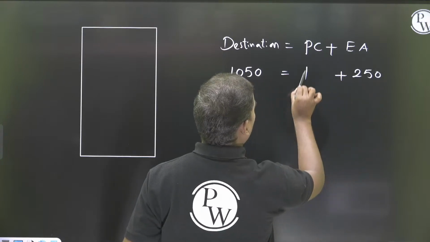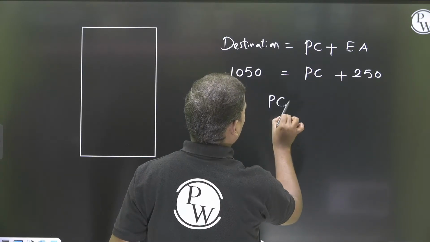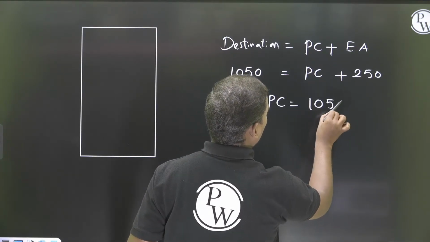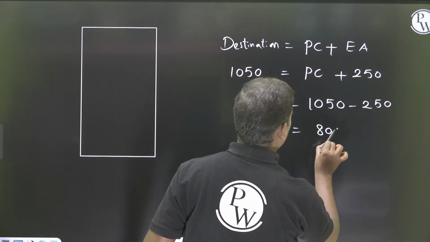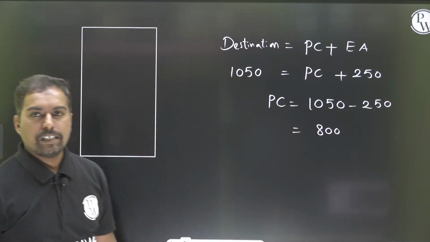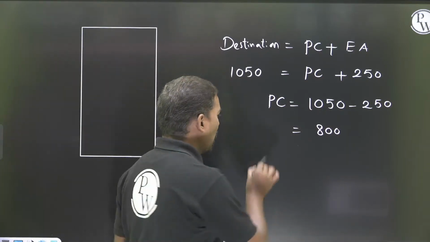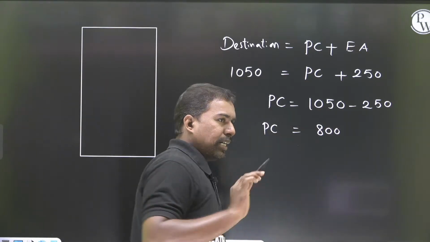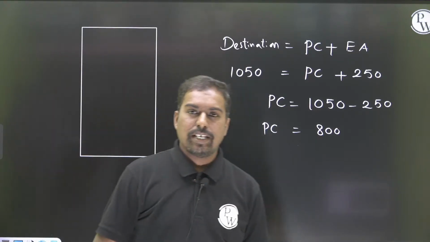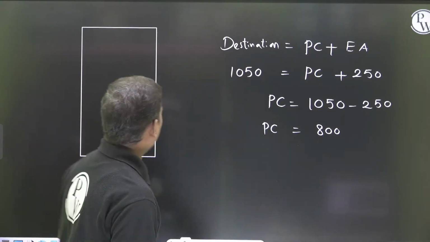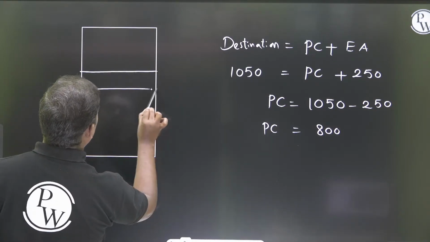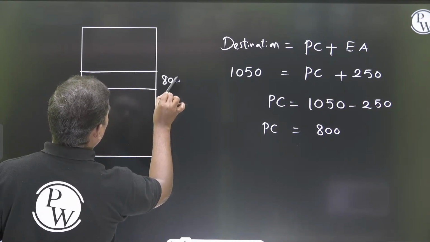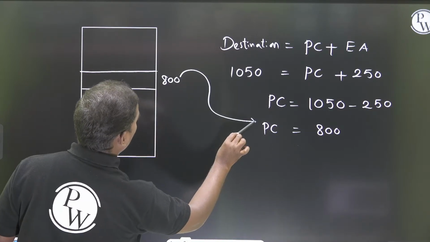So from this we can get the PC value. PC will be 1050 minus 250, which comes to 800. What is PC? PC represents the address of the next instruction to be executed. So if you take this as memory, this value is equal to 800, and this is the value represented by the PC.